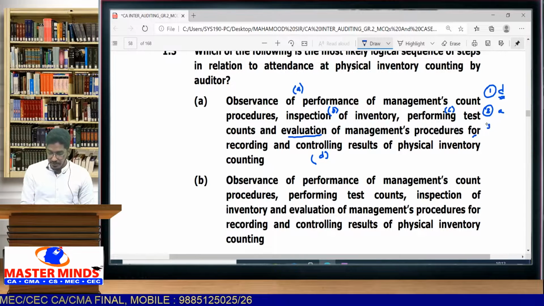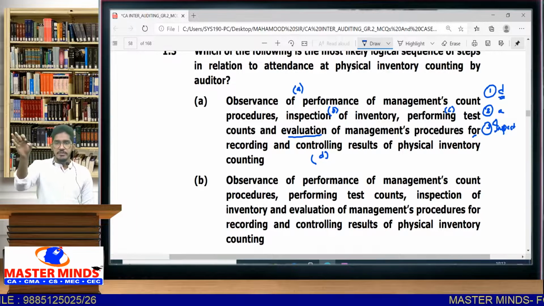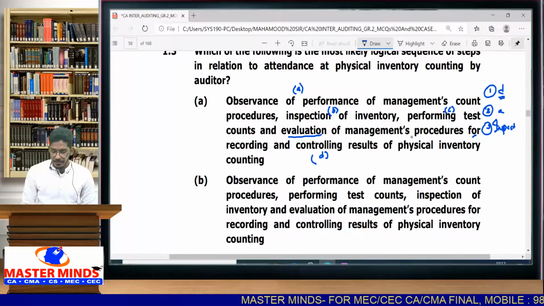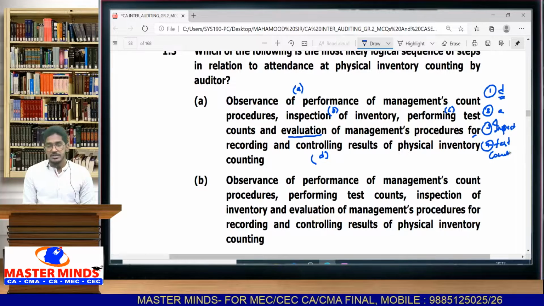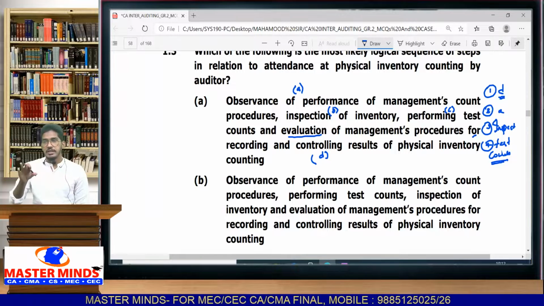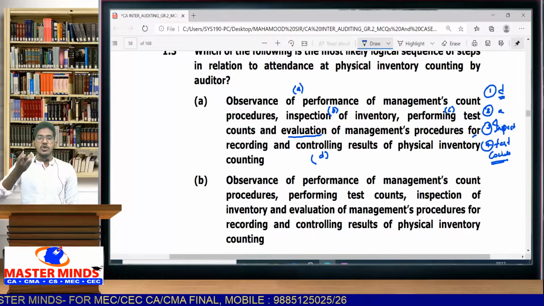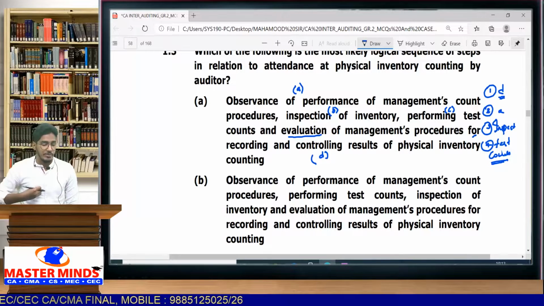And the third one, I inspect inventory. Here and there I will go and check the quality, whether at the time of observance only, I will inspect the inventory: whether it is good quality, bad quality, deteriorated, superior quality or inferior quality. And finally I will also do some test counts. First I will inspect, then, to check whether the management is counting correctly or not, for control purposes I will do some test counts on my own. I will go to some stock and count on my own, not all the items, just a few test counts.